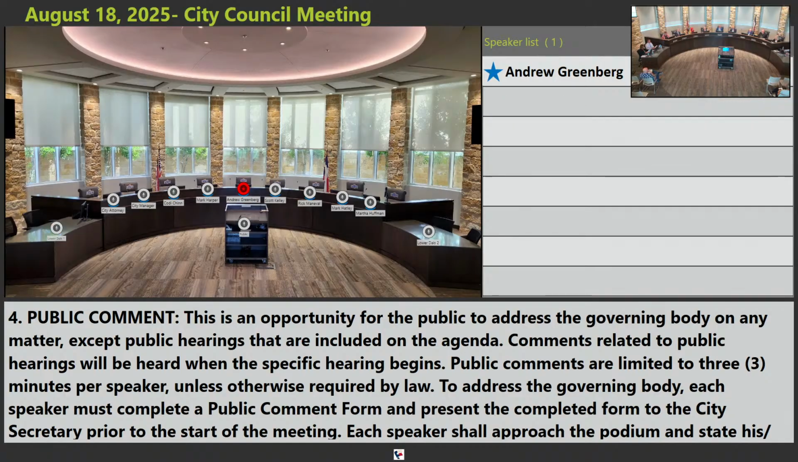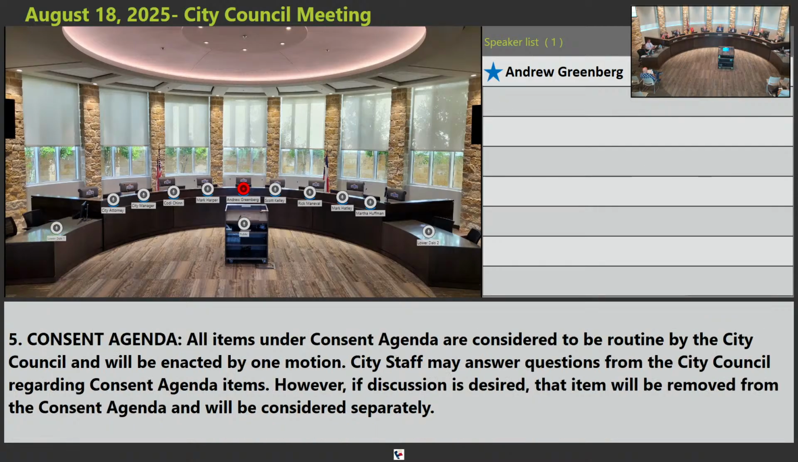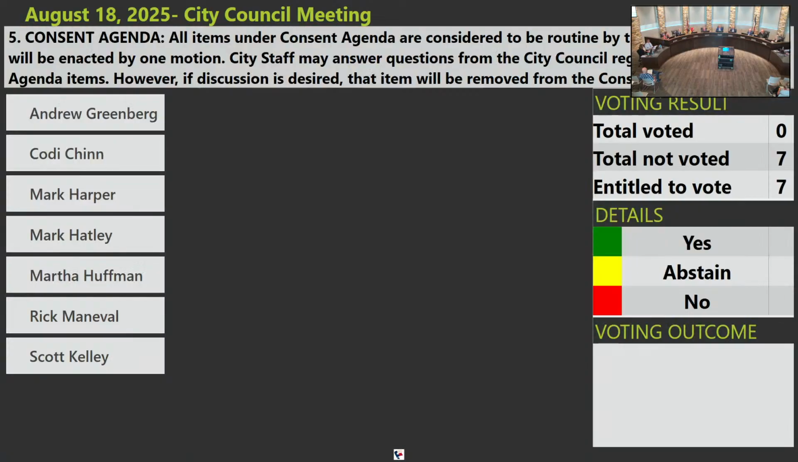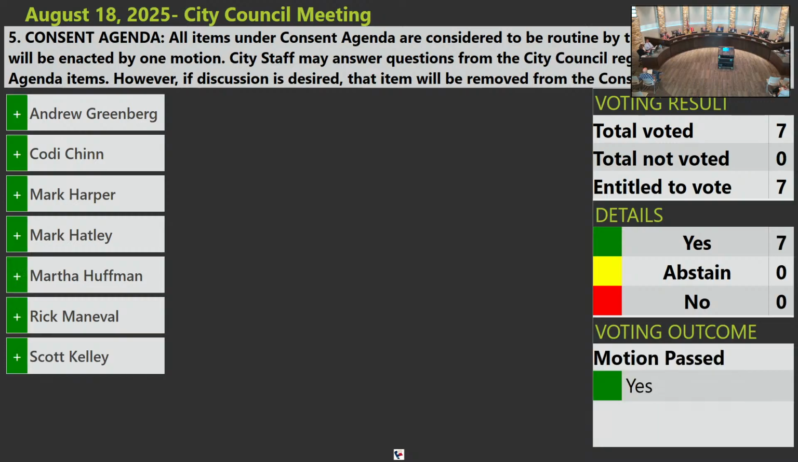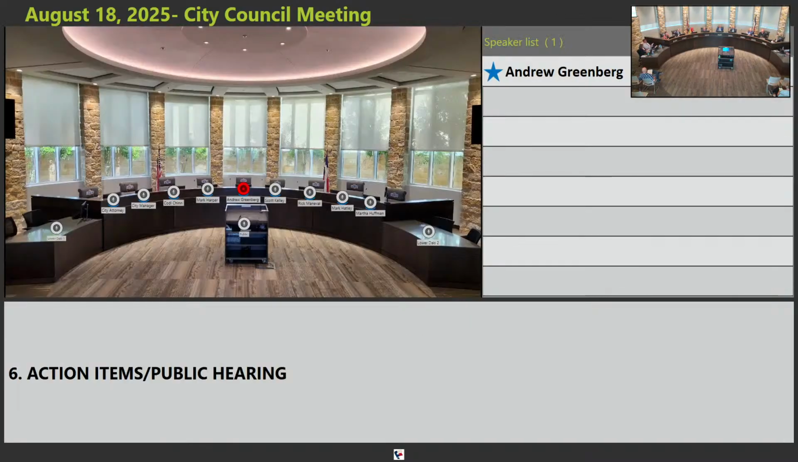Okay, so what is our next agenda item, please? Next will be item number 5, consent agenda. Okay, go ahead, Mr. Hooper, make a motion. I move we pass the consent agenda. Okay, do I have a second? Second. Okay, any discussion? Vote, please. Motion to pass the consent agenda passes 7-0. Thank you. Next agenda item, please.